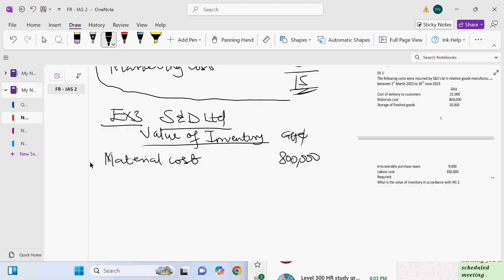Capitalized. Why capitalized? Because you can't recover it. It is non-refundable. Yes. Thank you. So irrecoverable purchase taxes, that's 9,000, and it's irrecoverable, right?